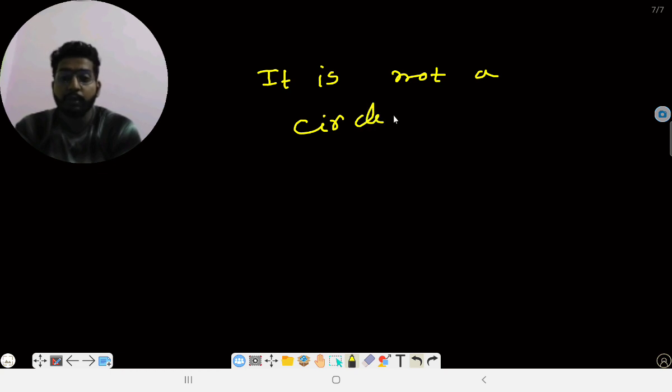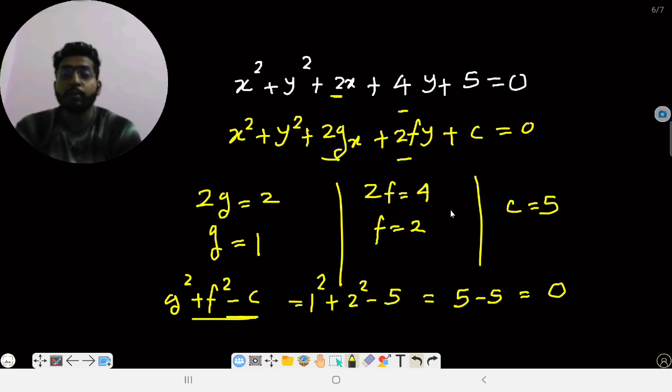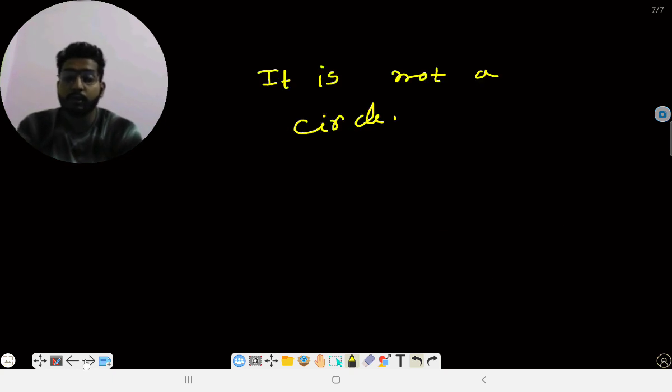So whenever an expression is given, you have to find g, f and c. From that, g square plus f square minus c: if it is greater than 0, it is a circle. If it is not greater than 0, it is not a circle. Here it is not a circle because g square plus f square minus c equals 0. So this thing we have to remember.